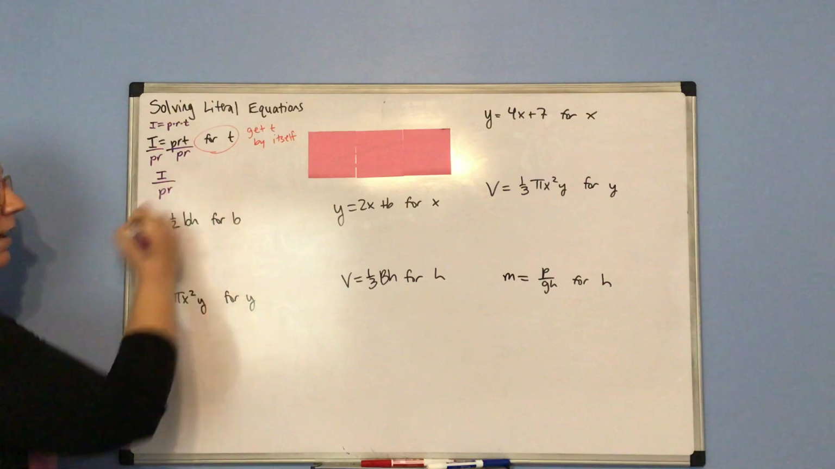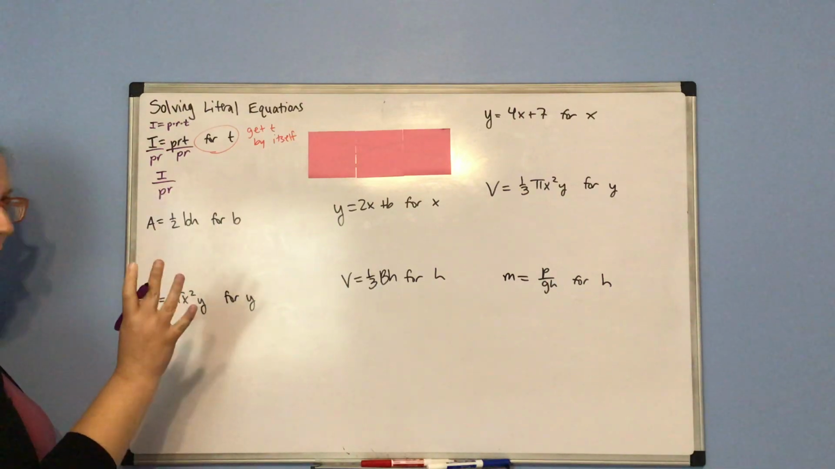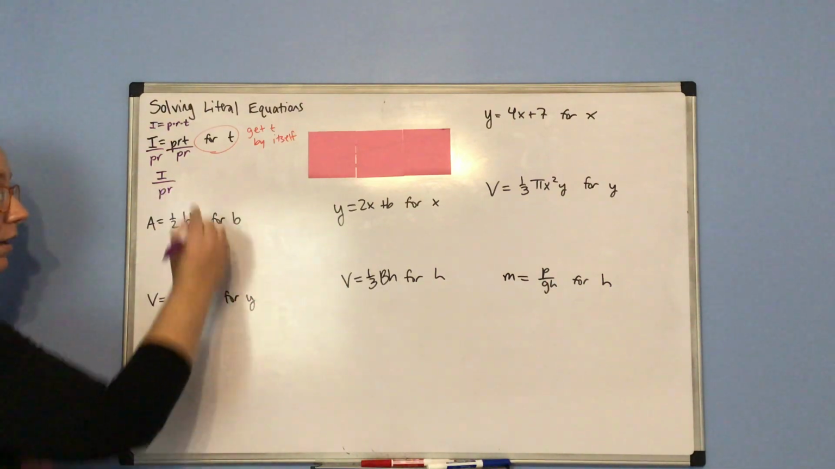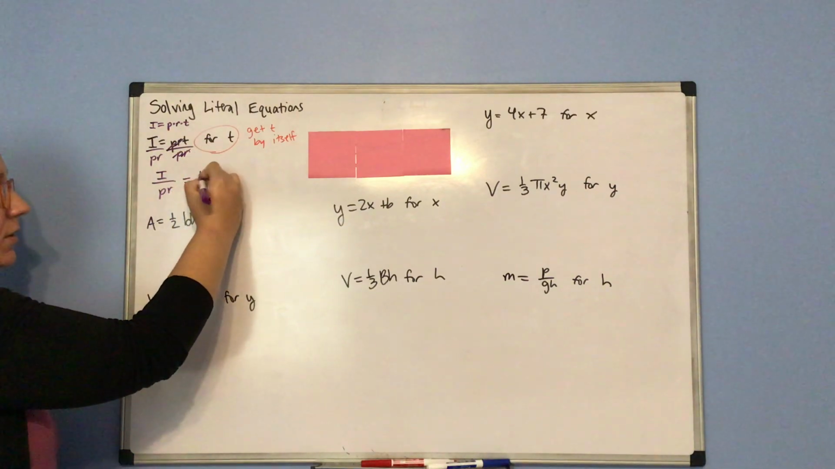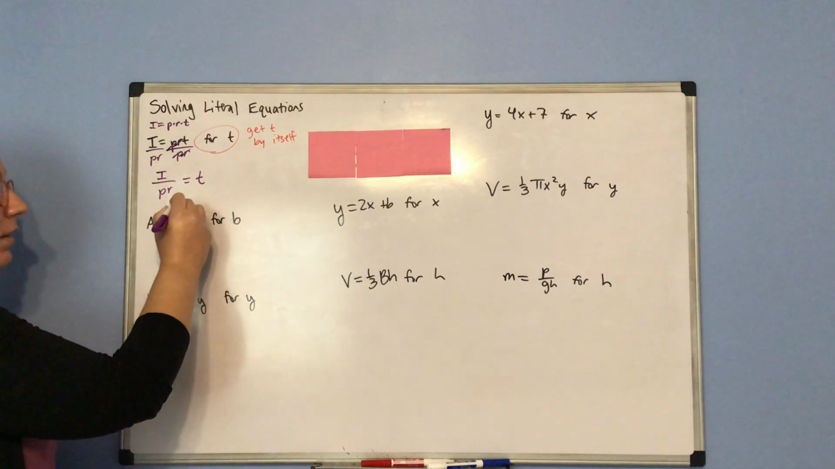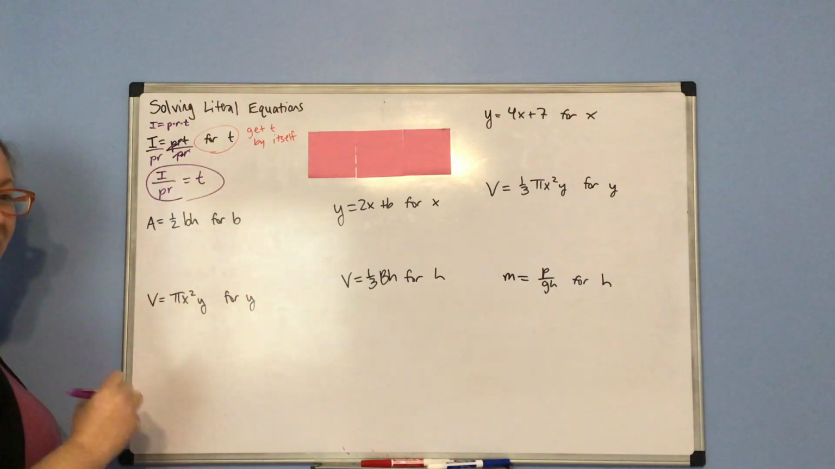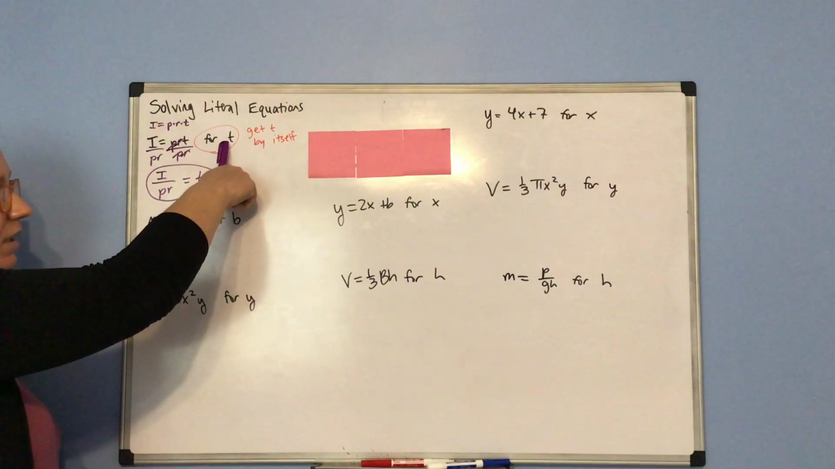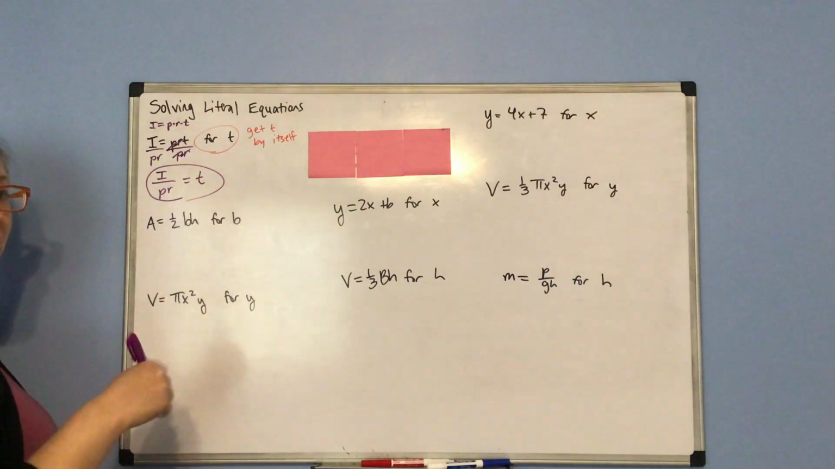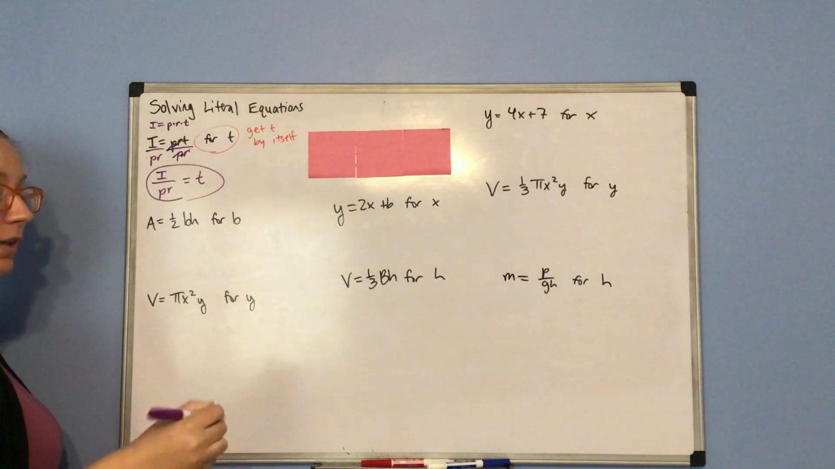The left-hand side now looks like I divided by PR. Crazy fraction with all variables, that's okay. P divided by P cancels, R divided by R cancels, and we get just T. This right here, believe it or not, is your final answer. You probably feel like you're not really done yet, but they asked us to get T by itself. We got T by itself by undoing the things that are happening to T. So we actually are done.